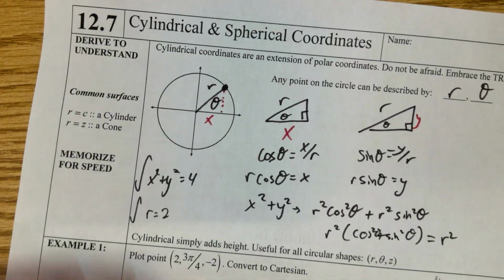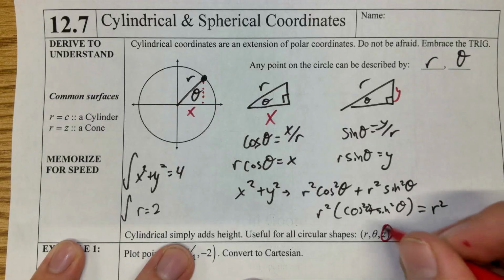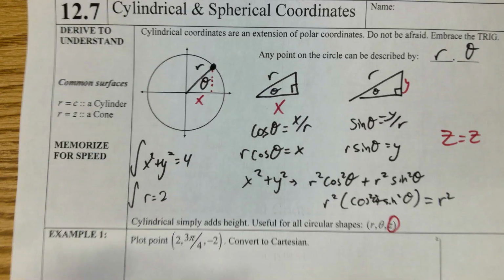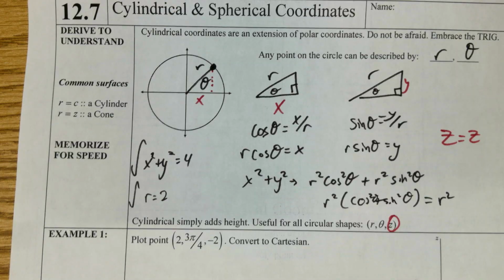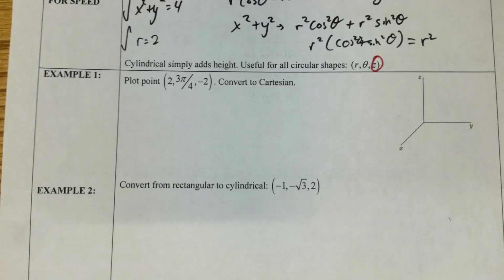And oh, don't forget, we're doing this in 3D, right? So don't forget that z is just equal to z. z is untouched in this thing. We don't manipulate it. We don't change it. We don't care about it.